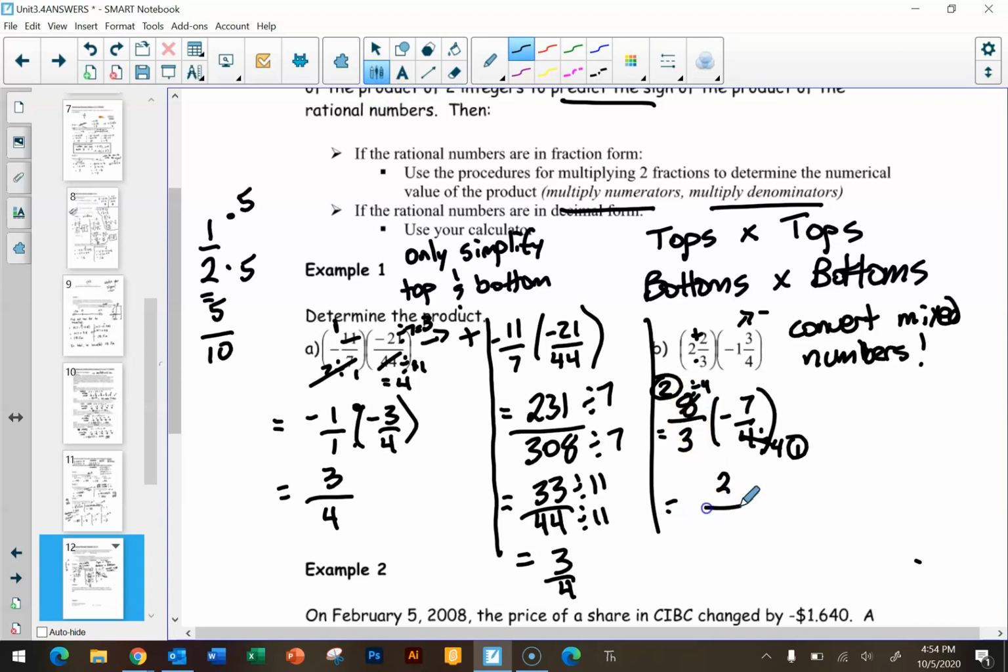So this side would be positive, 2 over 3, couldn't do anything with the 3. But then on the other side, I've got negative 7, couldn't do anything about the 7. But the 4 is now 1. So now my math's really easy because it's just top by top, bottom by bottom.